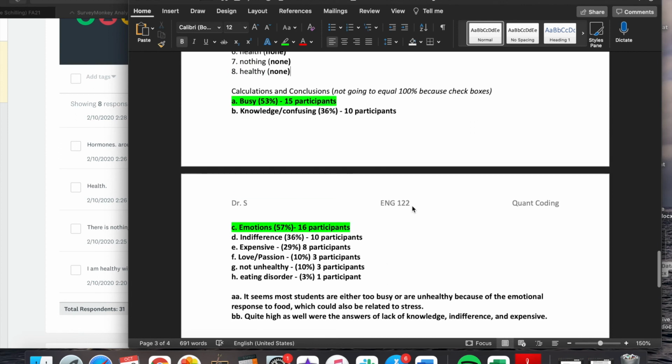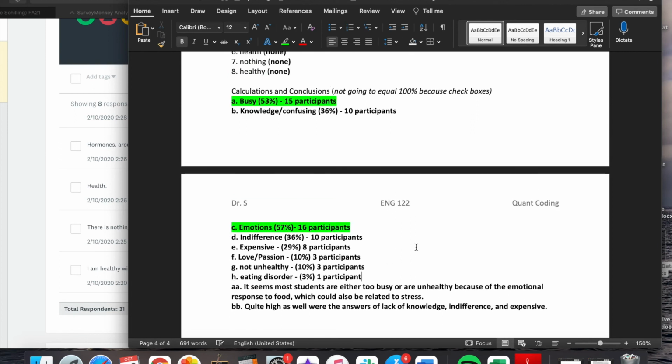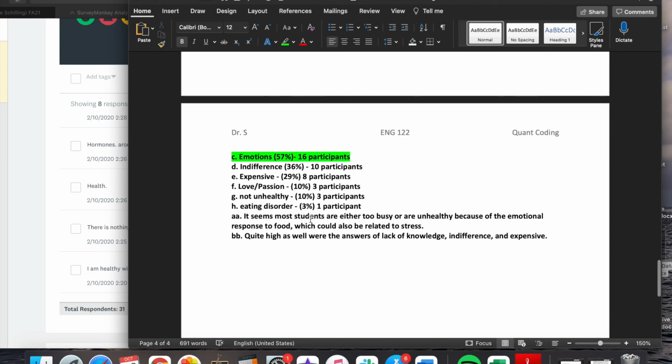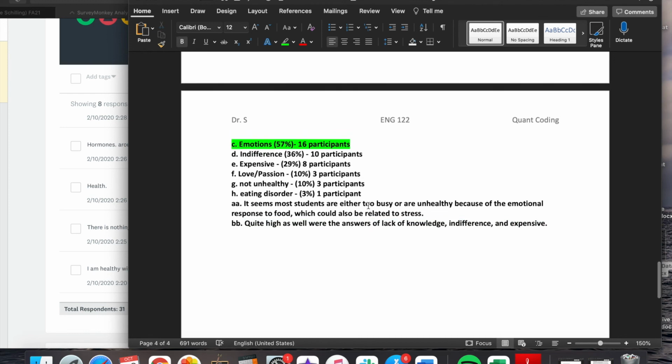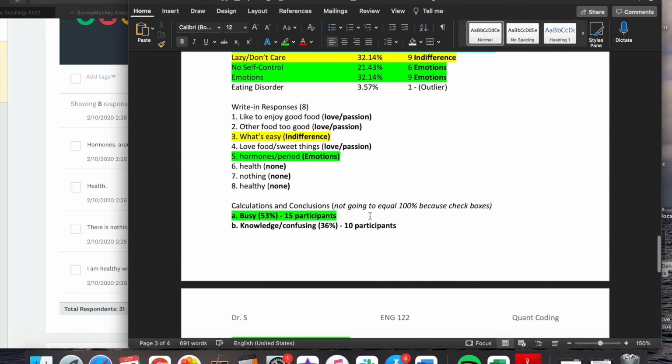Okay, so here are some calculations and conclusions. They're just all my coded conclusions. And then basically I said my observation is it seems most students are either too busy or unhealthy because of the emotional response to food, which could also be related to stress. And then quite high as well were the answers of lack of knowledge, indifference, and expensive. So this is just prep for my future sections. Okay, so that's it. Those are all of my questions.